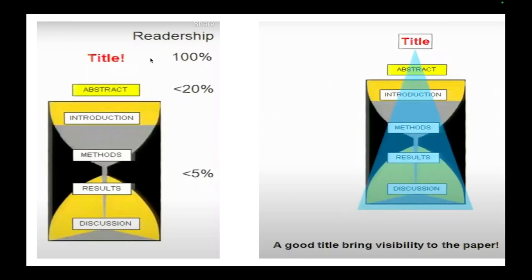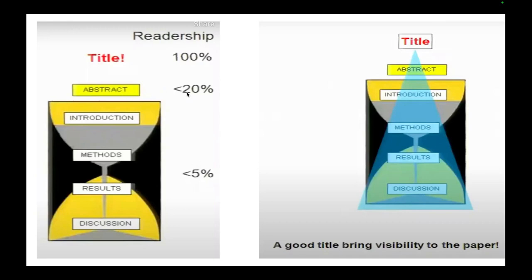One survey showed that the title has the highest readership. For example, when people search for papers related to any topic, in PubMed or Google Scholar or a simple Google search, they first only read the titles. On the basis of different titles, they then open the ones that are interesting and related to their work. Now the first thing the reader will do is read the abstract. From 100% of those who read the title, only 20% read the abstract.